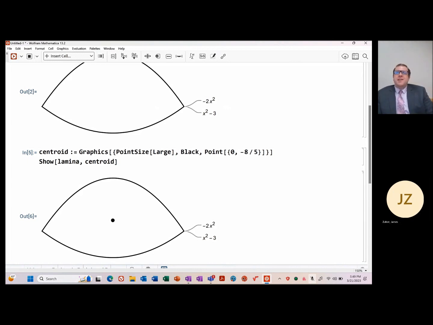Oh, look, as expected, dead center. Right, because it's constant density, so you would expect it to be dead center. Yes, that means we did it right.